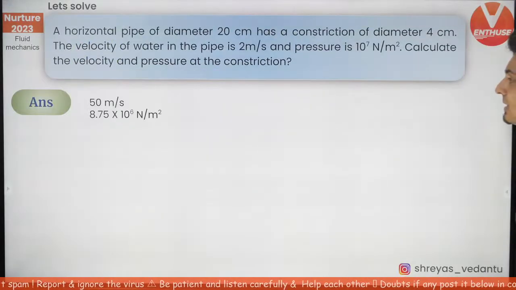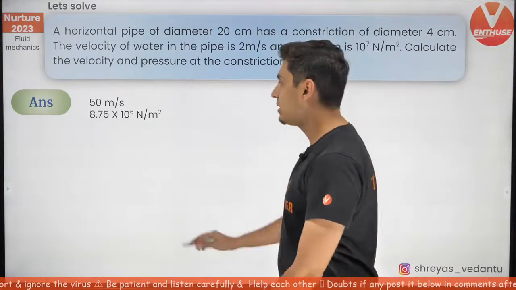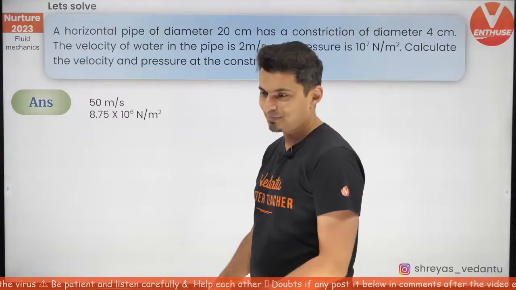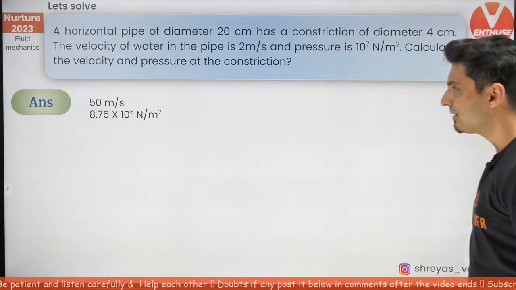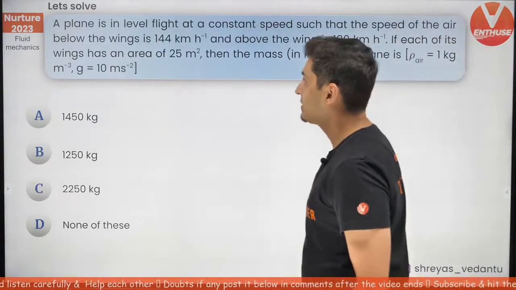So that's how you need to solve this. It is 8.75 into 10 to the power 6 and 50 meters per second. Perfecto. Everybody clear? Shall we go ahead to the next question coming up on your screen?